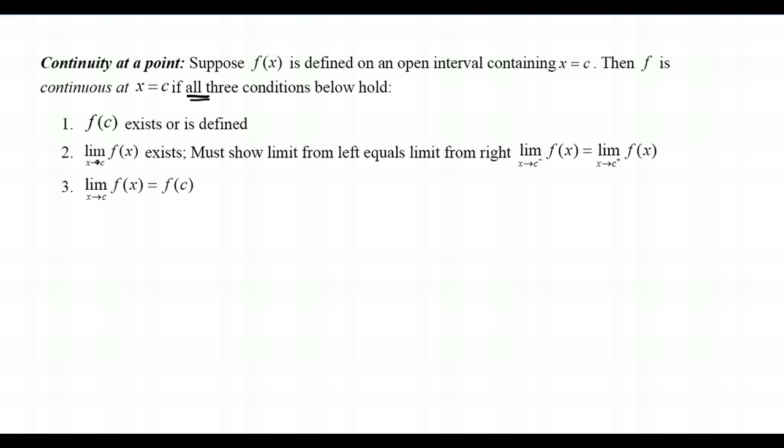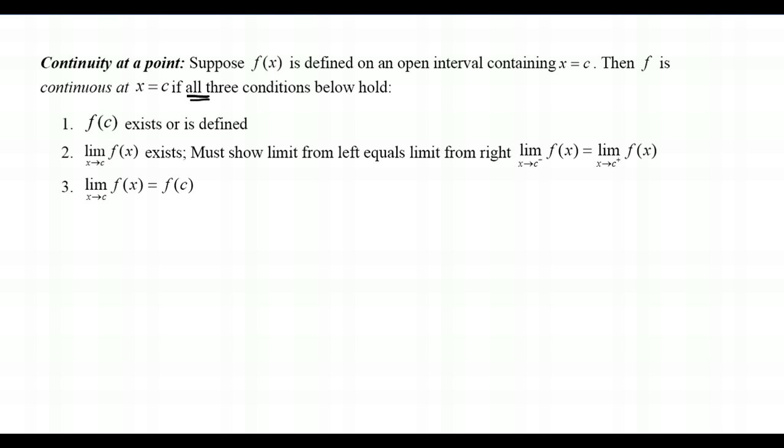The second thing I need is the limit as x approaches c of f of x to exist. So I must show the limit from the left equals the limit from the right. In order for a two-sided limit to exist, I need the limit from the left to equal the limit from the right. And then finally, I need the limit as x approaches c of f of x from part 2 to equal part 1. I need it to equal the function value when I substitute c into the function.